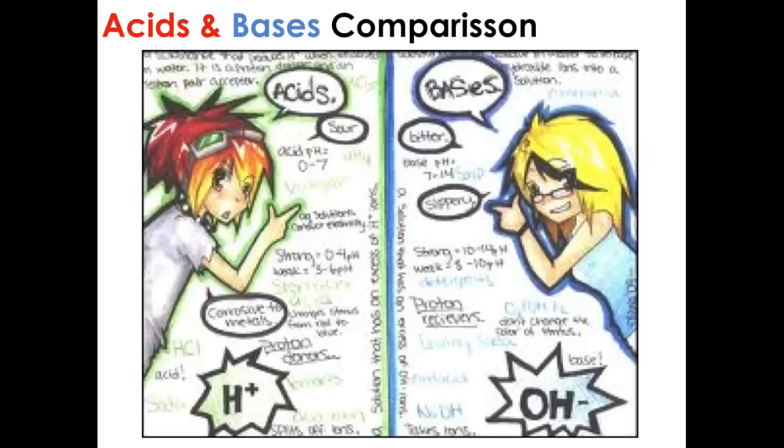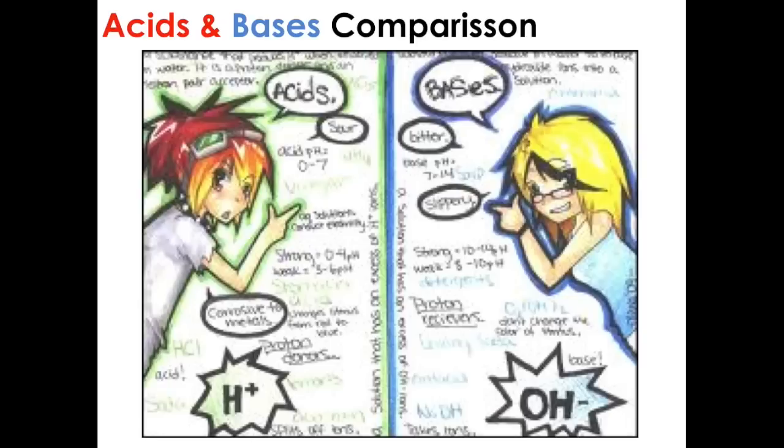First, acids, they taste sour, whereas bases, they taste bitter. Acids, they exhibit a pH between 0 and 7, whereas bases, they exhibit a pH from 7 to 14. Acids, they are corrosive to metals. Bases, on the other hand, if you touch them, they feel slippery.